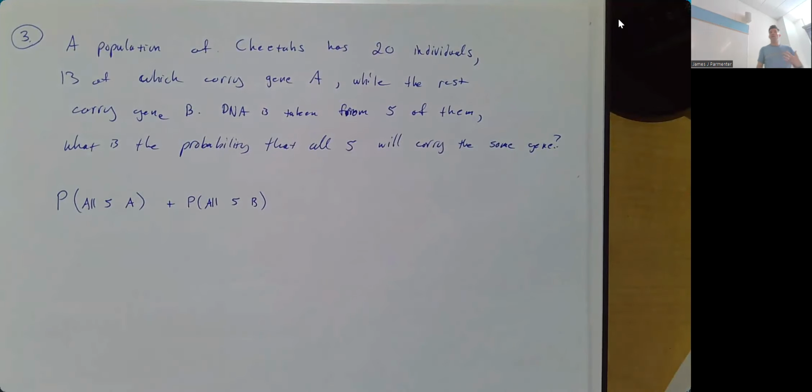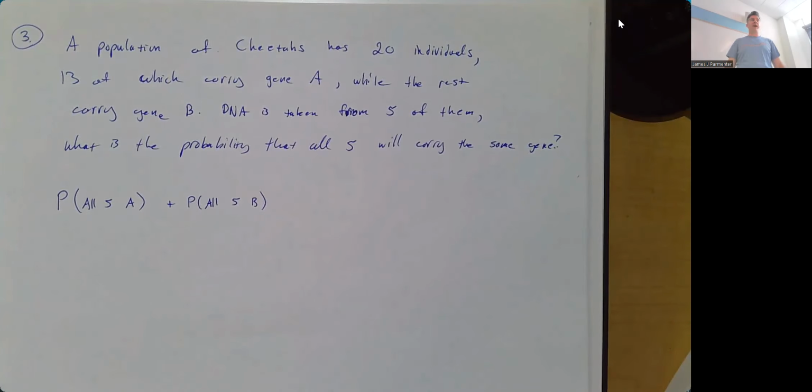Now, normally, if I was trying to find the probability of this or that, like I use the word or, right? I would have to subtract off their intersection, but there is no intersection, right? You can't have all 5 with gene A and all 5 with gene B at the same time. It's not possible. So there is no intersection to subtract off.